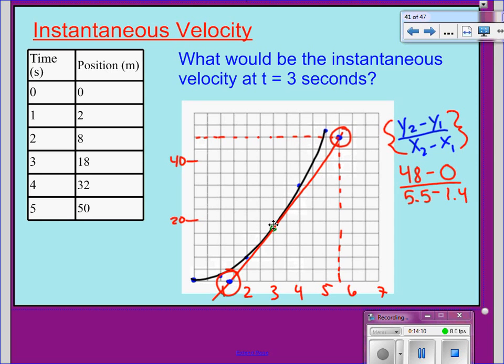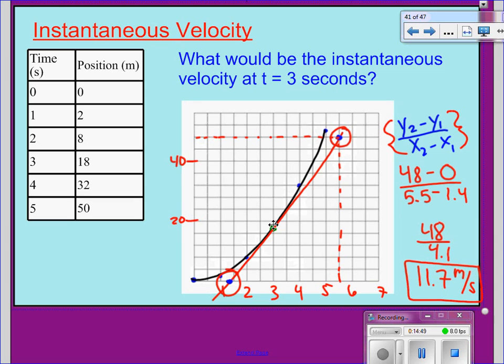Now I'm going to use my calculator, and I'm going to figure out what the slope is. The top would just be 48 still, and the bottom, if I do 5.5 minus 1.4, gives me 4.1. Divide those two numbers, and I end up getting that my slope is approximately 11.7. And remember, slope tells you velocity. So my instantaneous velocity is about 11.7 meters per second. Now, I know from using my calculator that the actual value is 12 meters per second. So the closer to 12 meters per second, the better your tangent line was drawn. But remember, since you're doing it by hand, it's okay to be off a little bit.